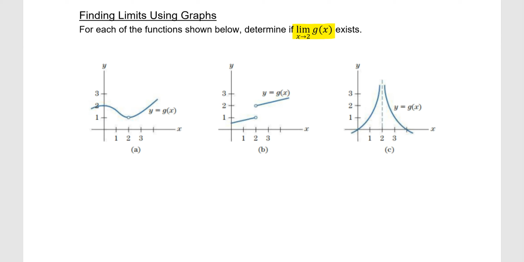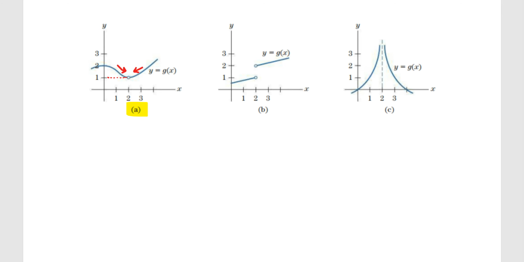So let's take a look at the first one for a. It looks like as the x values are approaching 2 from both sides here, the y value is approaching 1. So that means the limit as x approaches 2 of g of x is going to be 1. Notice for this one that g of 2 does not exist because we have an open circle.